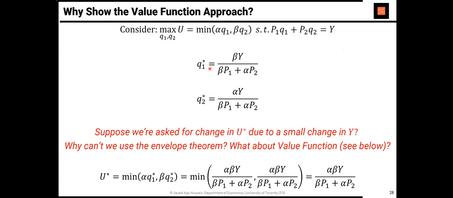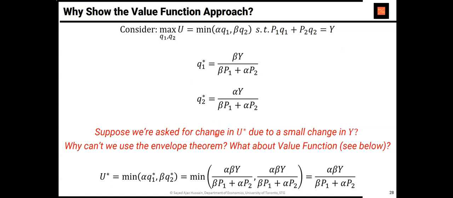Now ask yourself, how would the optimal utility change if anything in this problem changed? So for example, the consumer faces price of good one, price of good two, income, and alphas and betas. If any of these alphas, betas, P1, P2, and Y changes, what would the change in the utility be?